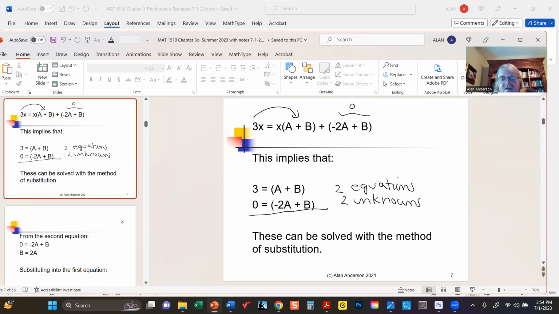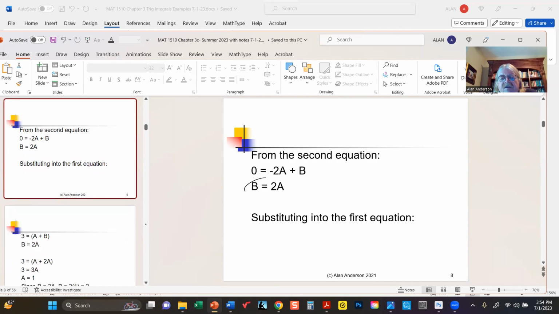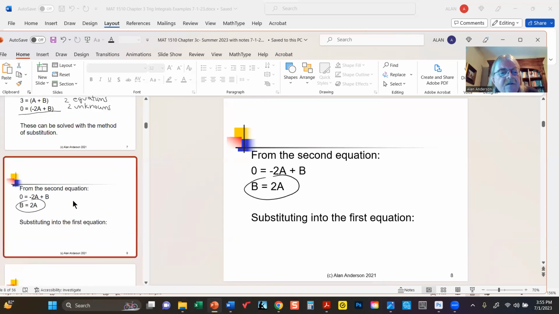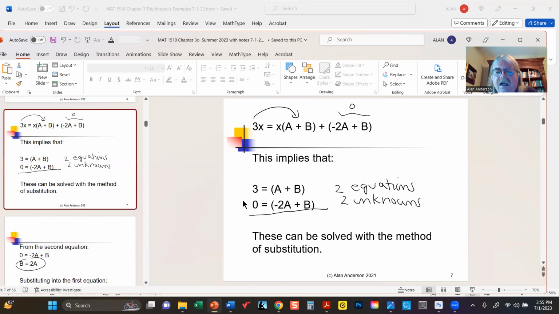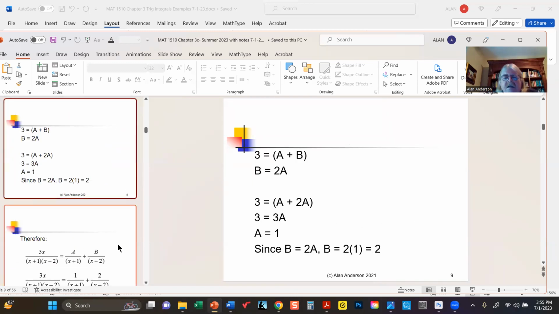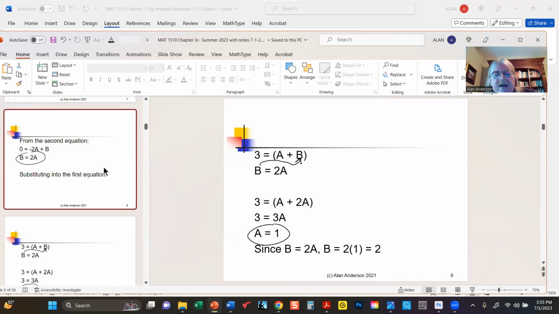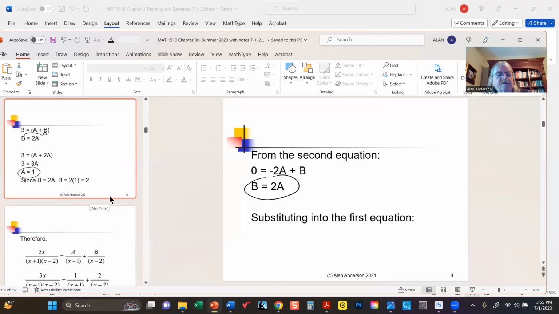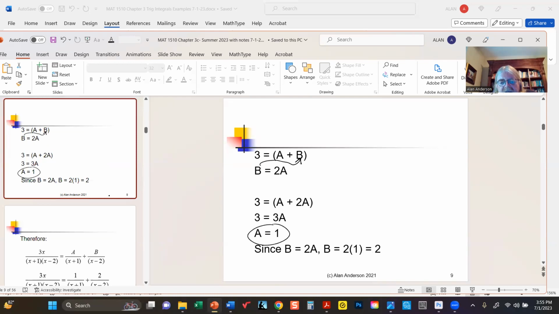So we could do it in a couple of ways. Let's try this. Take that second equation and rearrange it algebraically, and now you have b equals 2a. And now you can go back to the first equation, which was 3 equals a plus b. You substitute b equals 2a, so you have 3 equals a plus 2a, 3 equals 3a, a equals 1. And now for the b, we can go back to the second equation, b equals 2a, and replace that a with a 1, and now you have your b as well.